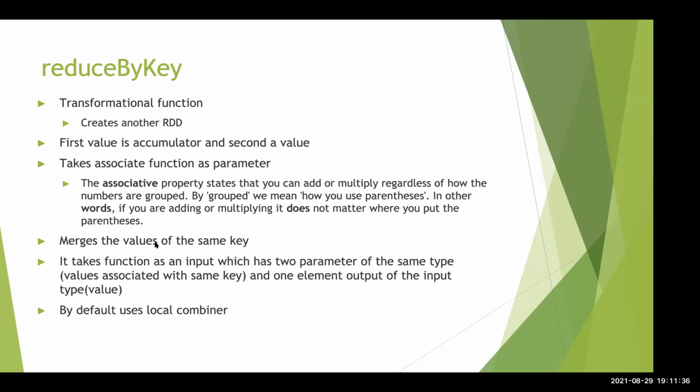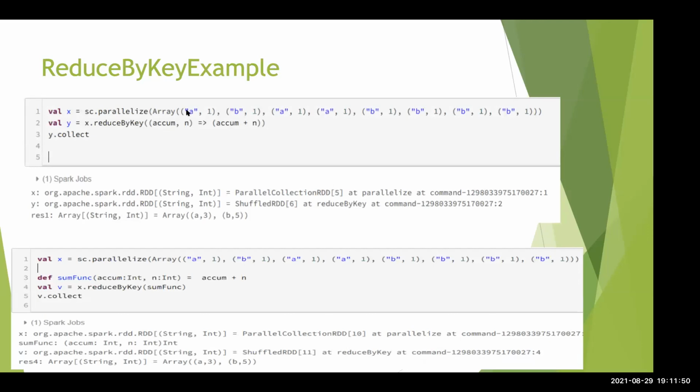It merges the values of the same key. I will explain with an example how that happens. It takes a function whose input has 2 parameters of the same type and gives 1 element output of the same type. It uses a local combiner. Let me explain with an example. Say you have this pair RDD. Anything where you use by key works on the pair RDD only, so you have key and value.